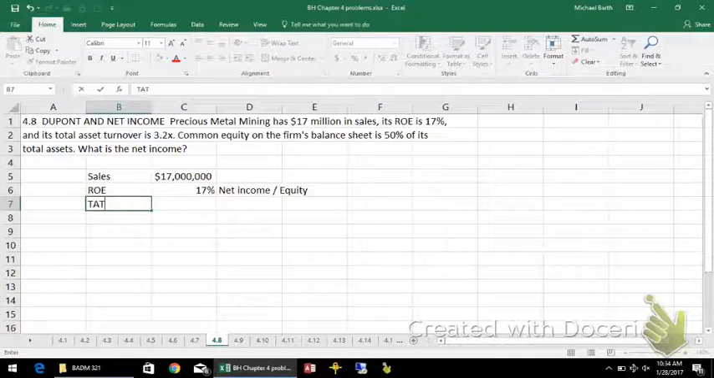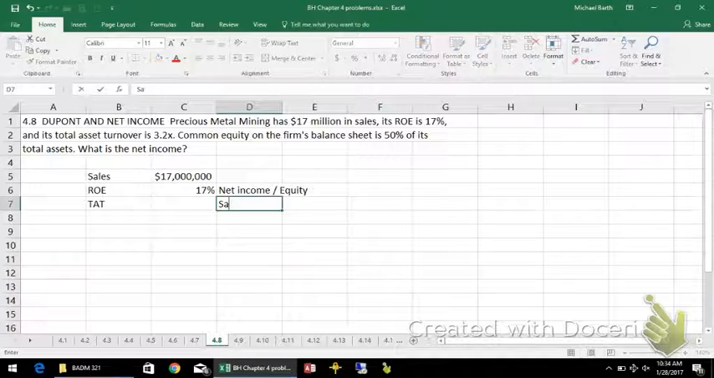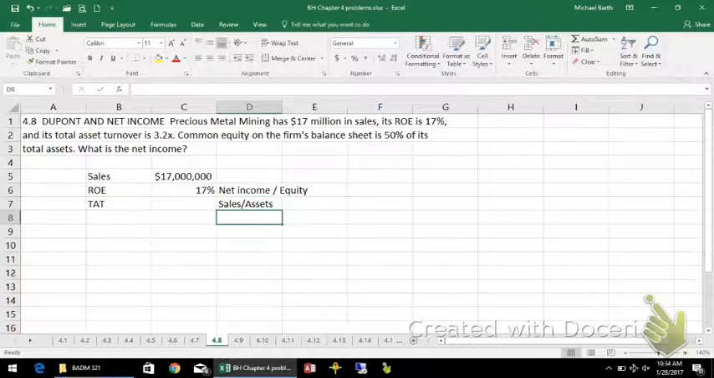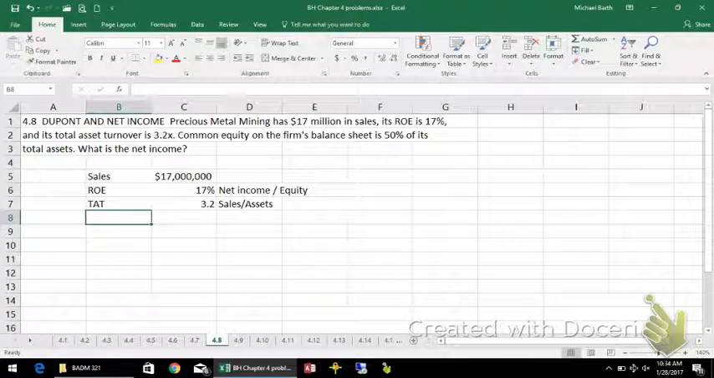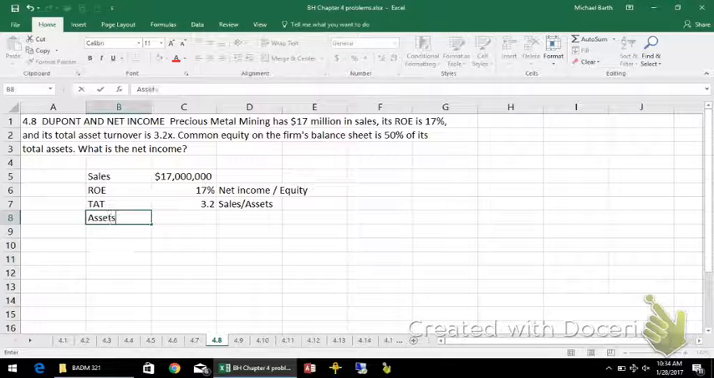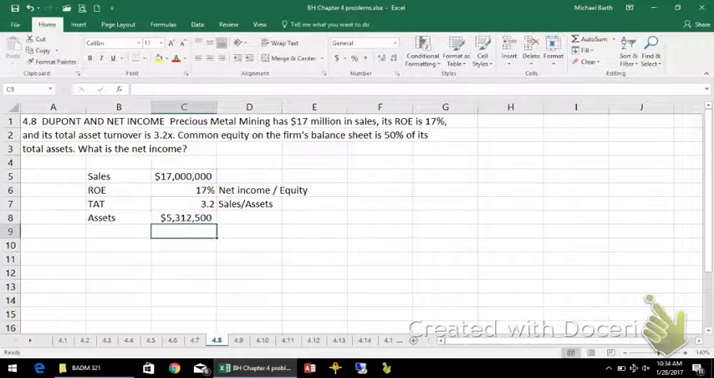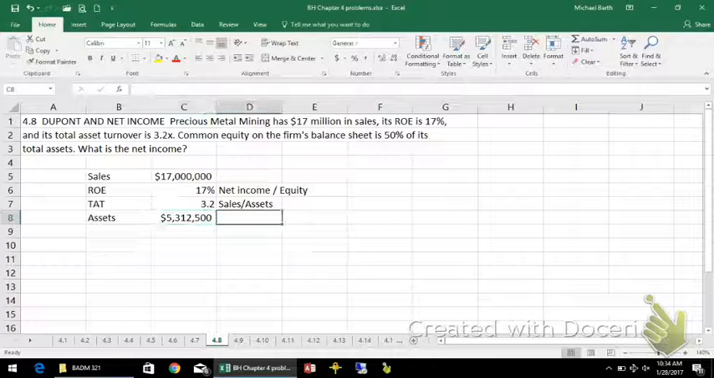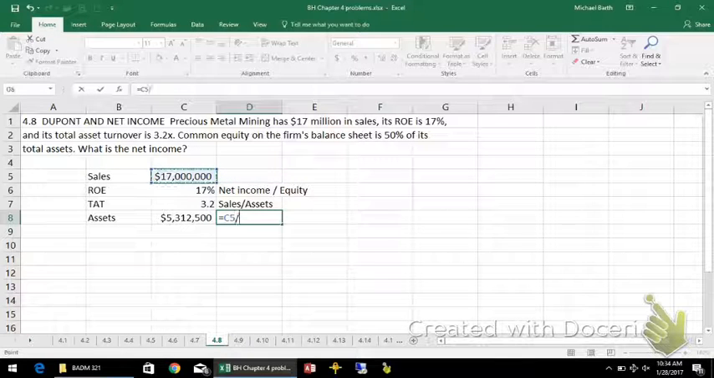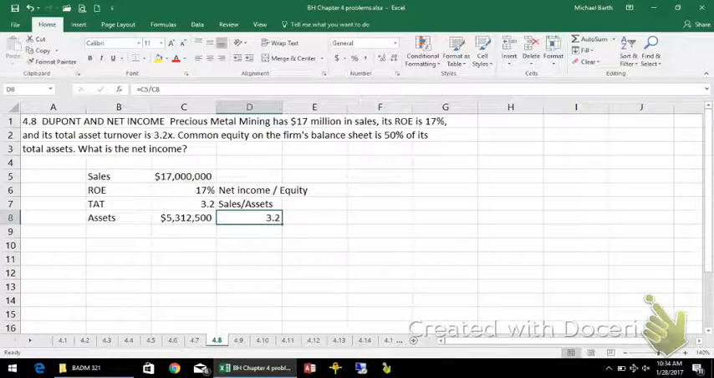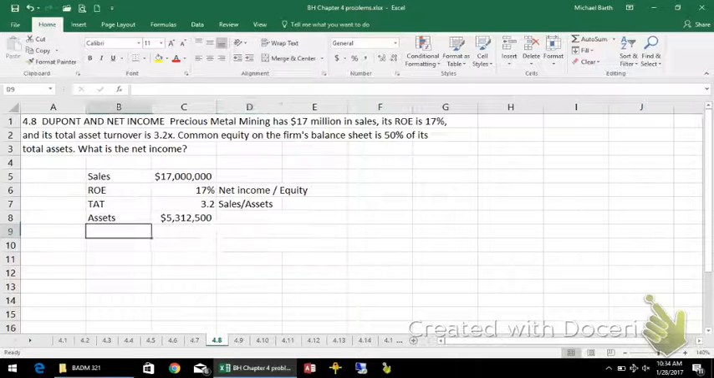We're given a total asset turnover. The total asset turnover is sales per dollar of assets, and it is 3.2. So if there's $3.20 of sales for every $1 of assets, then my assets would have to be $5,312,500. And I can double check that. If I take sales over assets and come up with 3.2, then I did it right. I always recommend you check that.